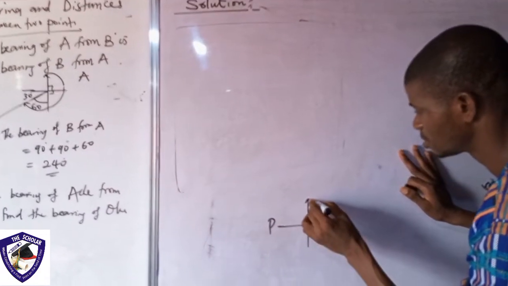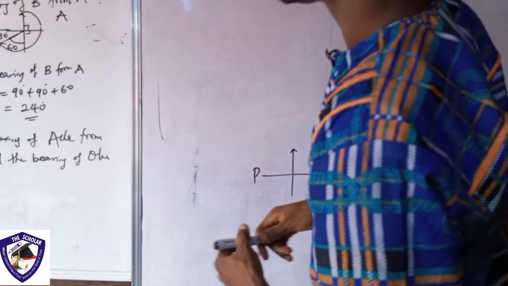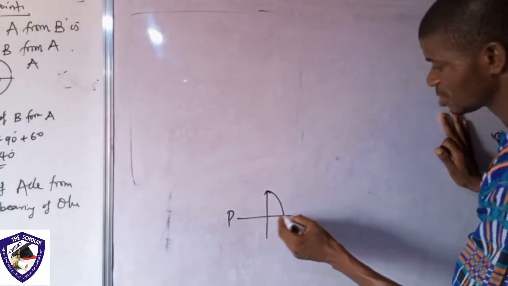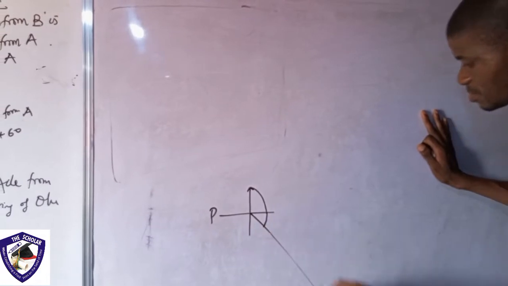This is my P. And they say the bearing of Q from P is 120 degrees. So this is 90, remaining 30 to complete 120. So this is what I have here.